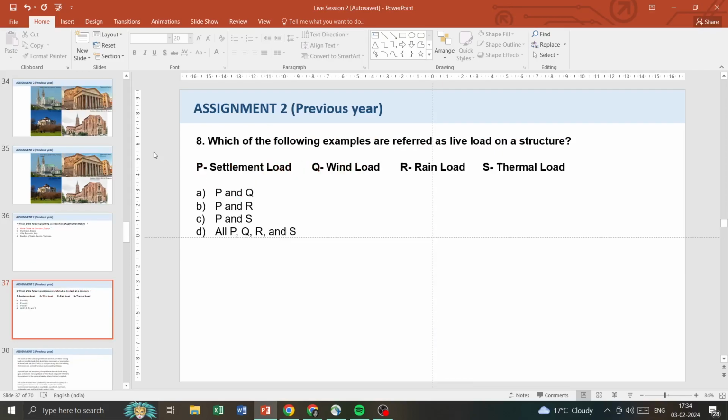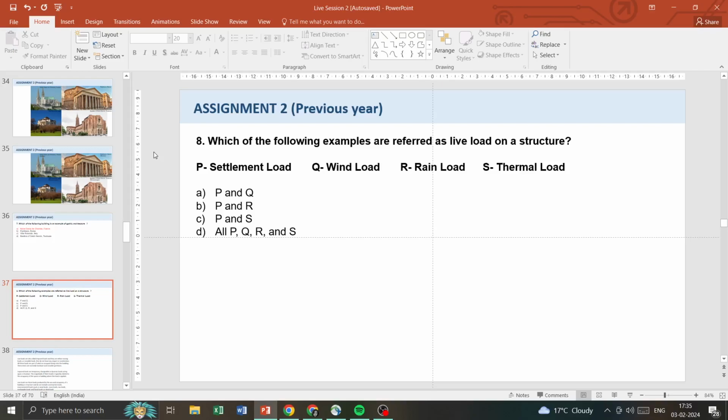Question number 8. Which of the following examples are referred to as live load on a structure? Settlement load, wind load, rain load, and thermal load. So first of all, I'll tell you what is live load. Live load is the load on a structure that changes. There are two types of main loads: dead and live. Dead load is the load of the structure itself, or the parts of a building, which cannot be changed or moved. Then live loads are things that are movable or that change or that are added later.